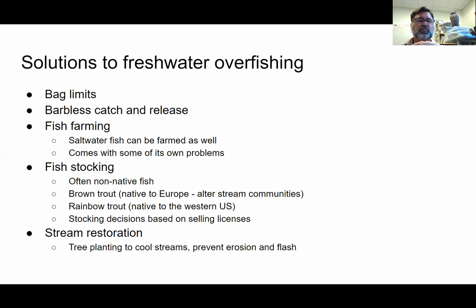You also have things like stream restoration, and that's where you plant trees on the sides of streams. That does two things. It prevents erosion and flash flooding, but also cools the streams, which is really important for things like trout. Most state agencies do not do stream restoration, they do fish stocking. And then non-governmental organizations like Trout Unlimited will do the stream restoration.